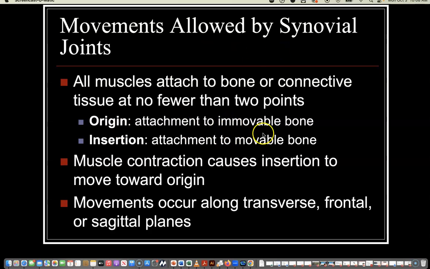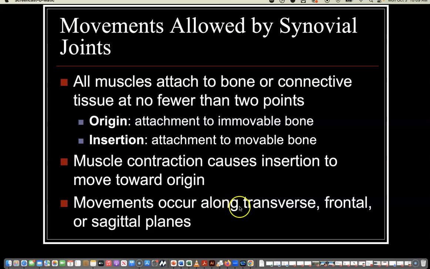So it's not that the bone's immovable altogether. It's just for this particular muscle, you're going to have an attachment point at the origin. And so when that muscle contracts, it's not moving that bone. It's actually moving the other bone closer to it. So the insertion again is going to be the attachment to the bone that's being moved by that muscle. So muscle contraction causes the insertion to move toward the origin.